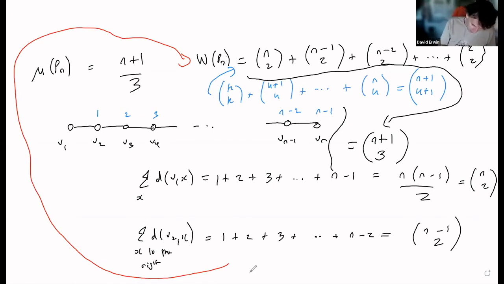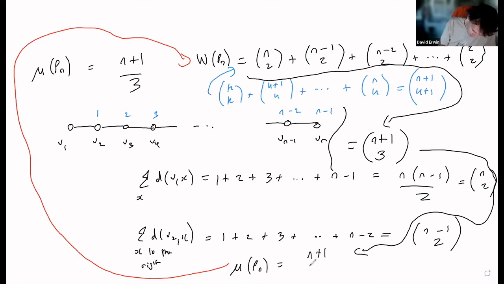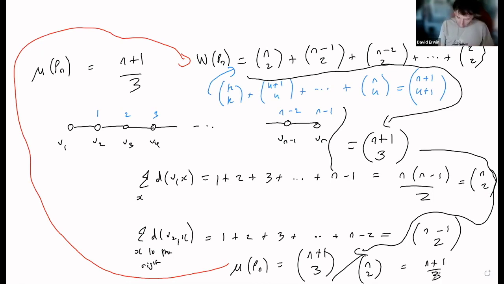And then to get the average distance, and now okay, now this is just getting worse and worse. Oh my goodness. Okay, so now I'm going to find some space down the bottom here. So then the average distance of Pn is then n plus 1 choose 3 divided into n choose 2. And if you do the arithmetic there and work it out, then it comes out to be n plus 1 over 3 as desired. So that's the first thing.